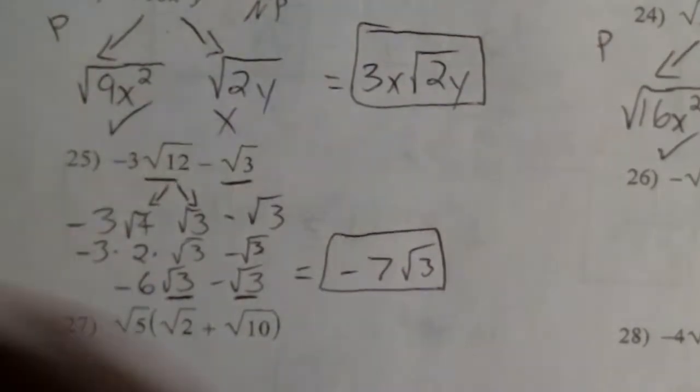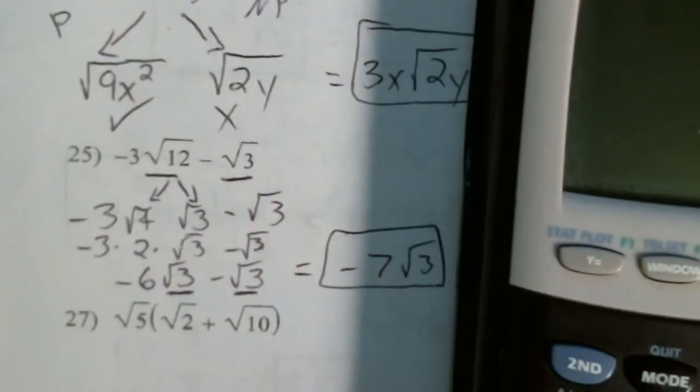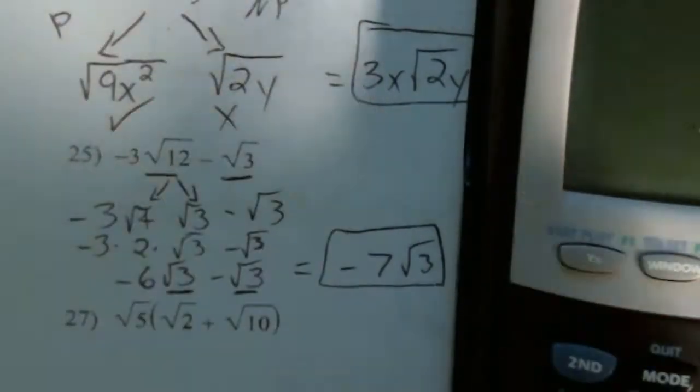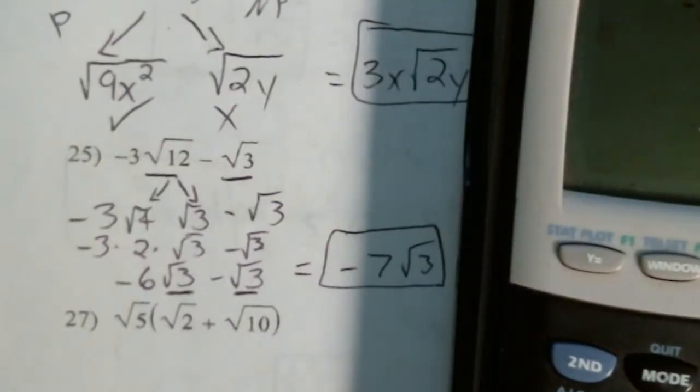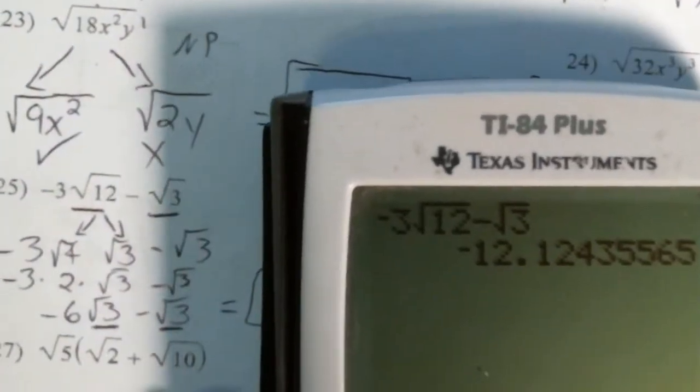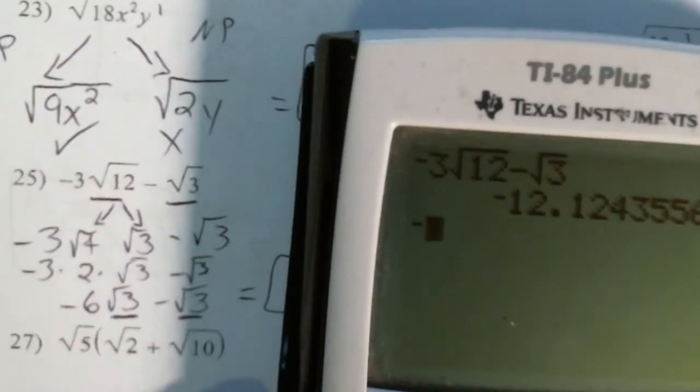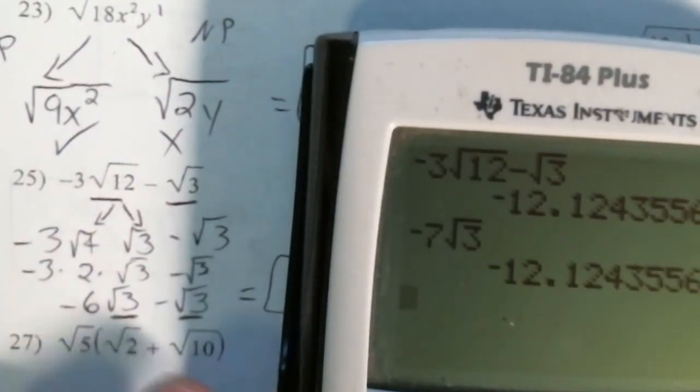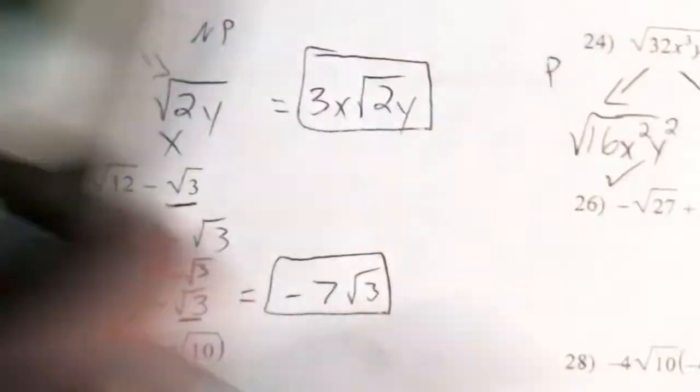Check that on your calculator. -3 root 12. Move my cursor over. Minus root 3. Okay, fine. Can't see that. And then -7 root 3. So quick. I mean, I did that in like 7 seconds.